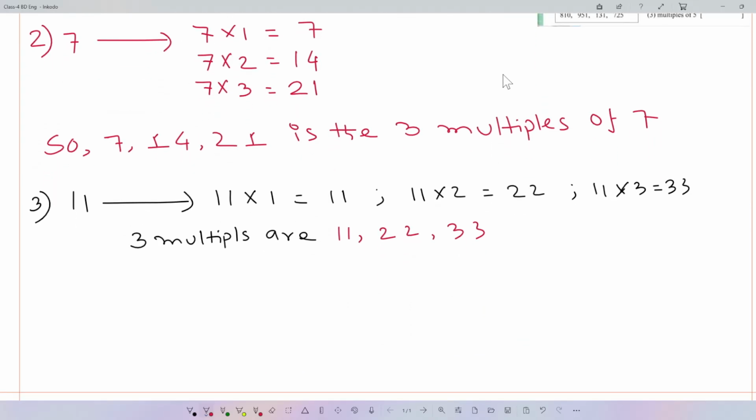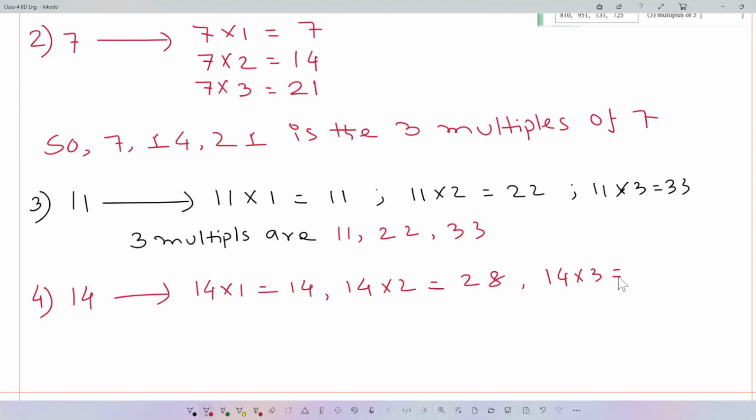Now number 4, which is 14. 14 times 1 equals 14, 14 times 2 it will be 28, and 14 times 3 equals 42. So three multiples are 14, 28 and 42.